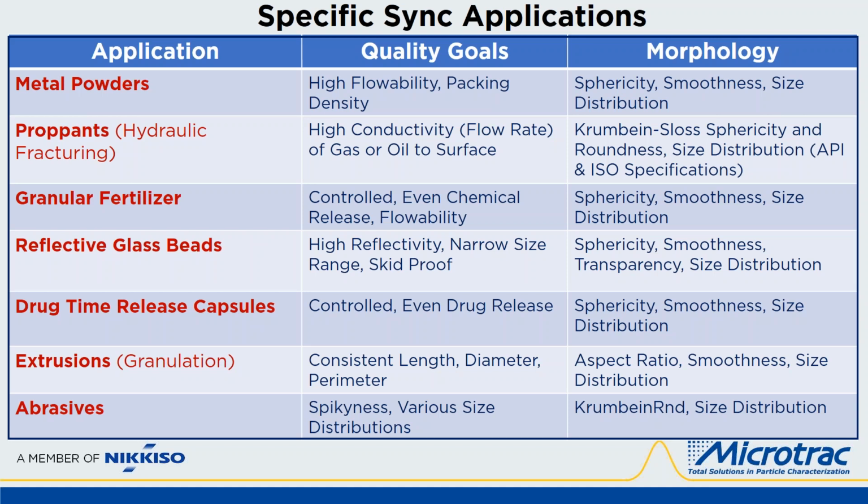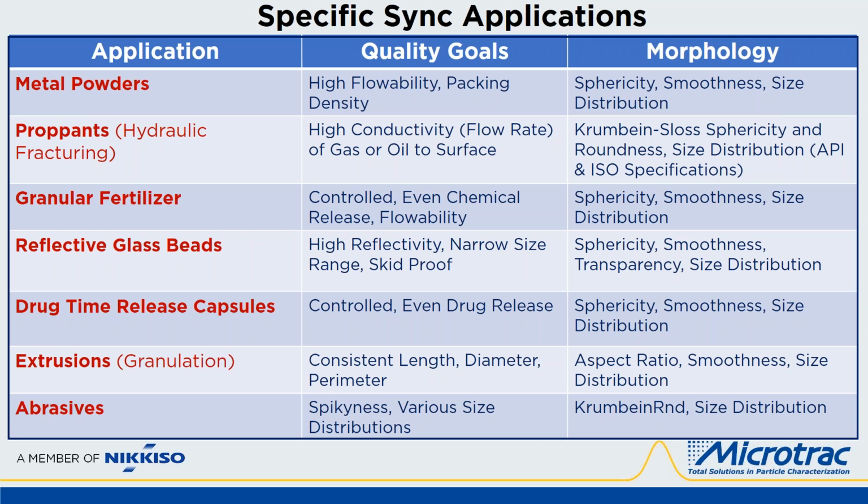Drug time release capsules need to have controlled, even drug release properties. Key parameters: sphericity, smoothness, and size. Extrusions made by granulation need to be of consistent length, diameter, and perimeter. Key parameters are aspect ratio, smoothness, and size.